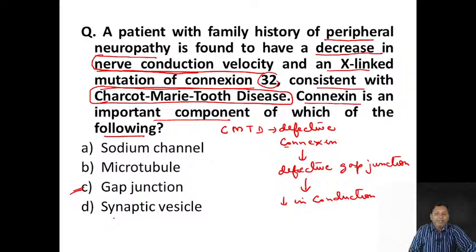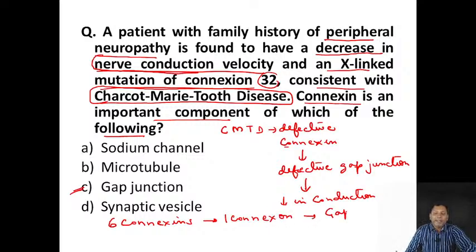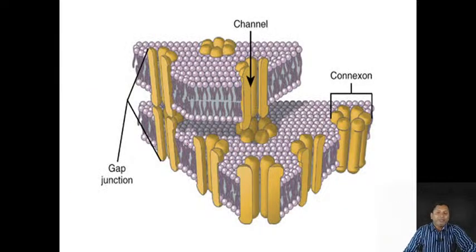Right, remember here the six connexins. So six connexins unite to form one connexon, and this connexon will form the gap junction. So I will show you the picture here also, so that you can understand it in a better way. So look at this. Do you see the connexin here? And do you see this, 1, 2, 3, 4, 5, and 6? So these are the six. Each individual is called a connexin.